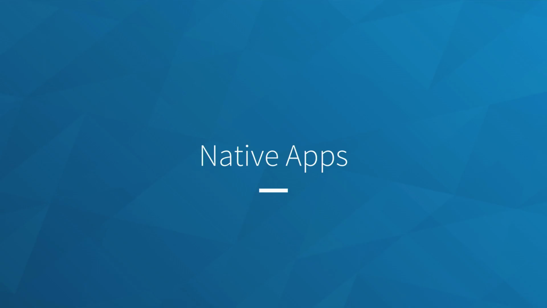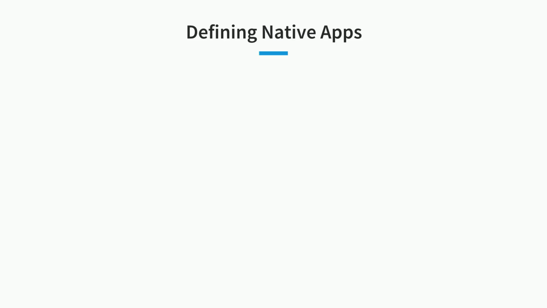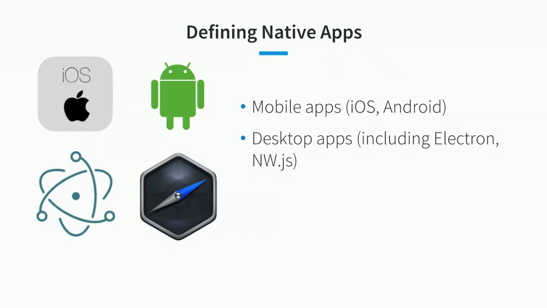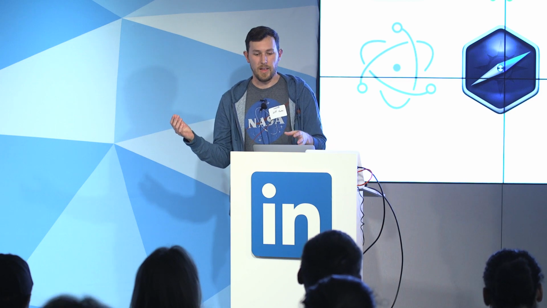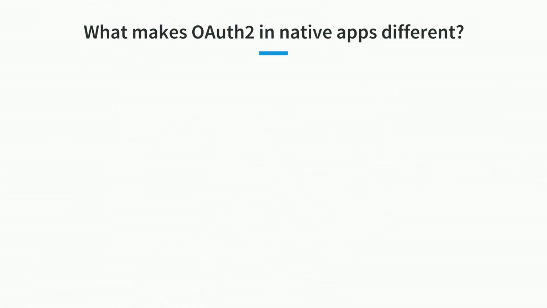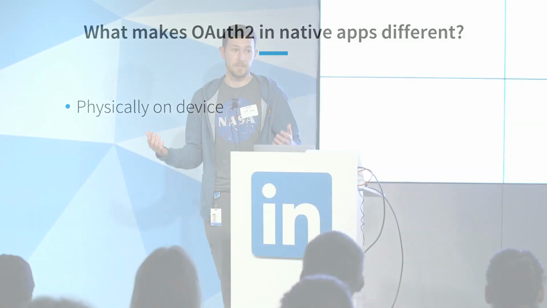All right. So now that we talked about OAuth, let's talk briefly about native apps. And what are they? Put simply, they're basically any application that doesn't run within the system browser. We can go a little bit further and say, like mobile apps, iOS apps and Android apps, and desktop apps, like apps built with Electron or Node WebKit. What makes them different is that they're physically on the device. So because they're physically on the device, they actually can't keep secrets secret.